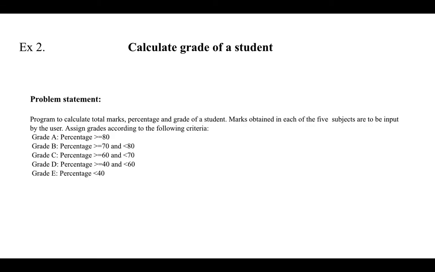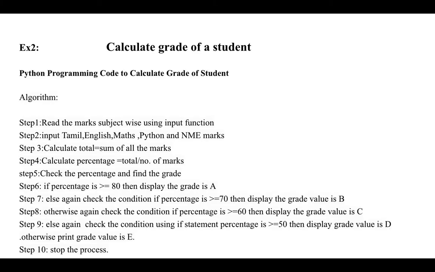So they are giving the conditions. If percentage is greater than 80, then the grade will be A. Else, if percentage is greater than 70 and less than 80, then the grade is B. Otherwise, if percentage is greater than 60 and less than 70, the grade will be C. Or else, percentage greater than or equal to 40 and less than 60, the grade is D. Else, grade is E. Now we'll see the algorithm.